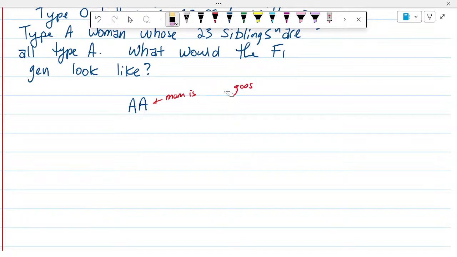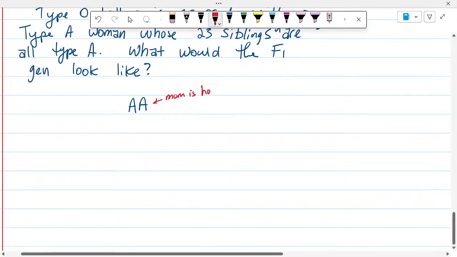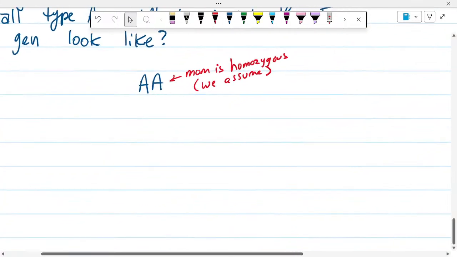Oh, did I say hetero? What do I mean? Yeah, I was like, wait. That's because I was thinking ahead of my question, which is, is it possible that she could be heterozygous and still have all siblings who do? Of course, right? But we're going to assume. We're assuming, all right, without doing a genetic analysis.